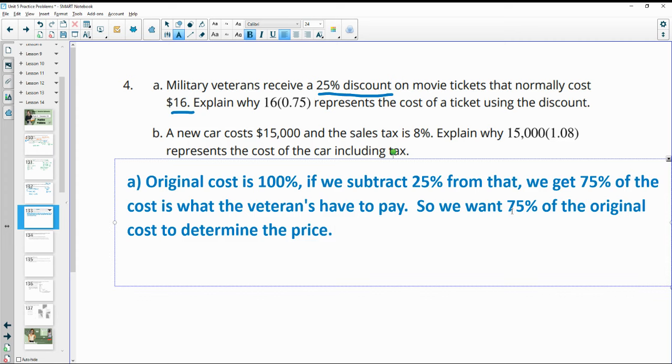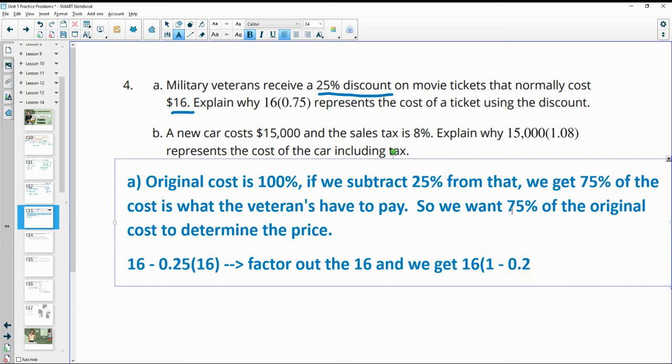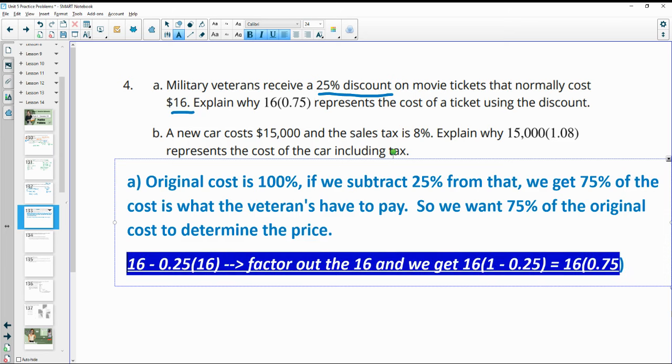I think another way you could do this is by thinking that you're doing 16 minus 16 times 25%, because we're going to subtract 25% of 16. And so then you can think of this expression, and then we could factor out the 16, and we get 16 times 1 minus 0.25, which then is 16 times 0.75. So you could kind of look at the algebra way to do it. So this would be the algebra way to do it.